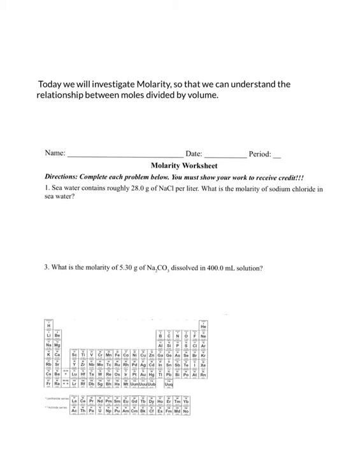So, to continue what we've been working on, today we will investigate molarity so that we can understand the relationship between moles divided by volume. To review, molarity is another word for concentration. And in chemistry, we can calculate molarity. Molarity is equal to moles divided by liters.